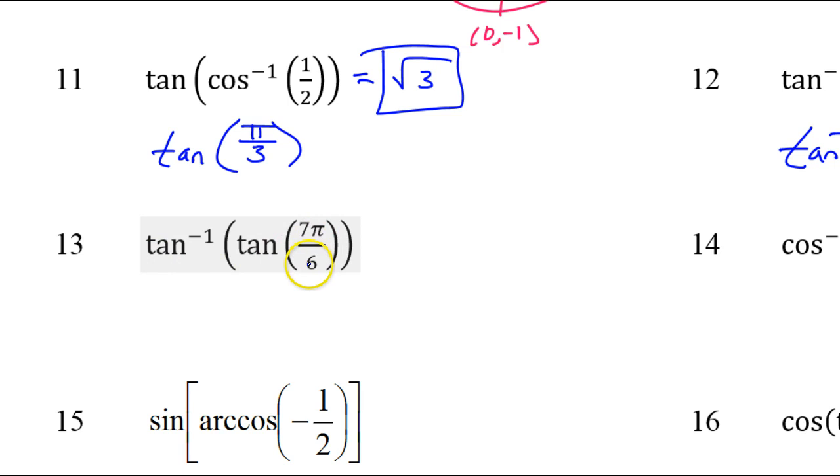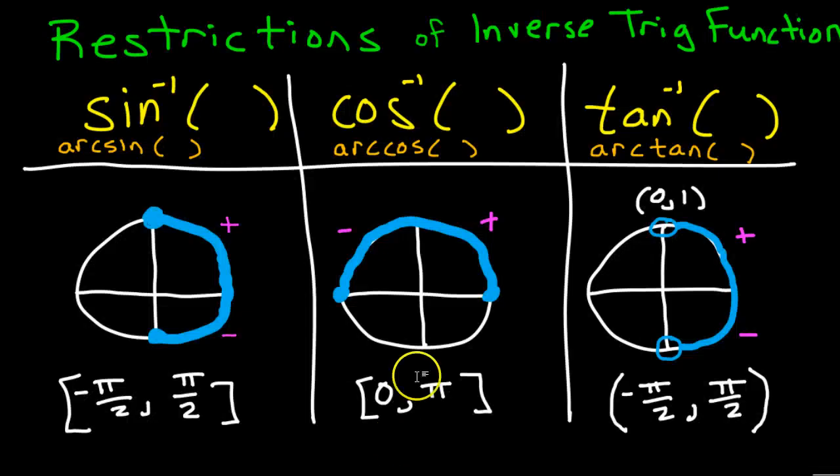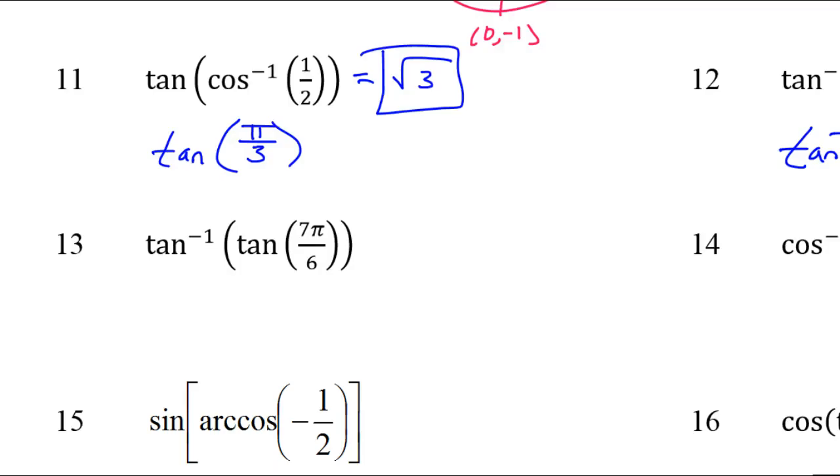So 7 pi over 6, let's look at those restrictions. 6 pi over 6 would be right here at pi. 7 pi over 6 would be in the third quadrant. That is well outside of the restricted range for inverse tangent. So the answer cannot be 7 pi over 6. So we can't just cancel these out. So we'll just have to do this the way we did all the other problems. So what is the tangent of 7 pi over 6?